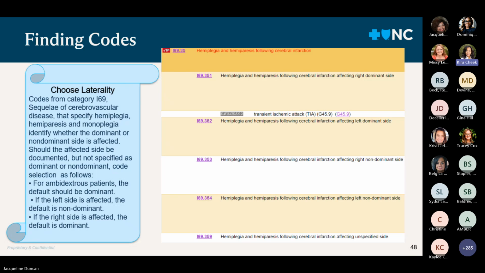So let's practice. Our documentation states right-sided weakness in a right-handed person. The code would be I69.351, hemiplegia affecting right dominant side. Now, if the provider wrote in the notes that a left-handed individual had right-sided weakness, then the code would be I69.353, hemiplegia affecting right non-dominant side.